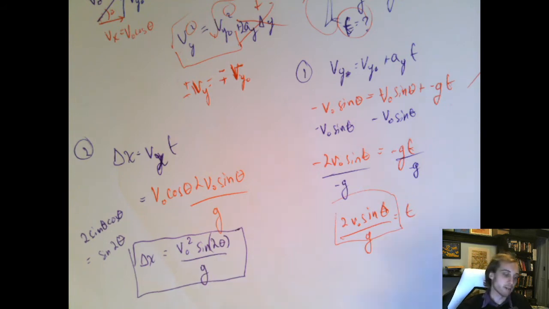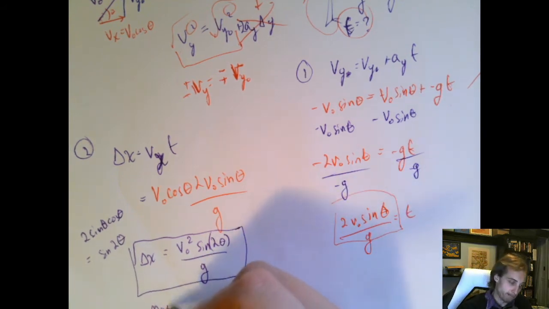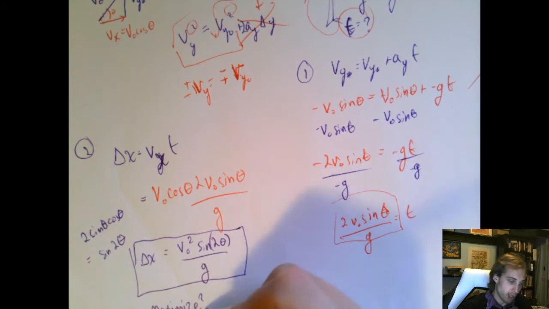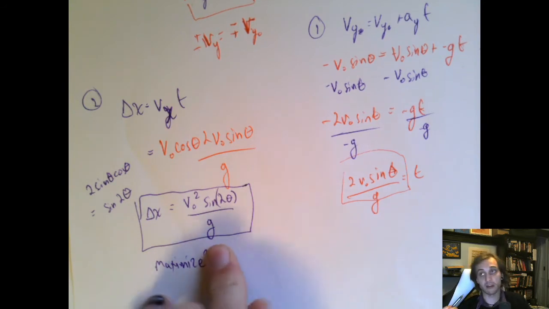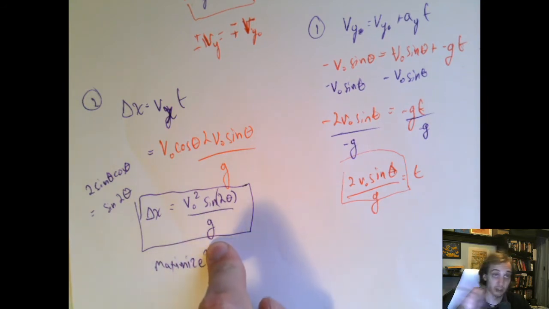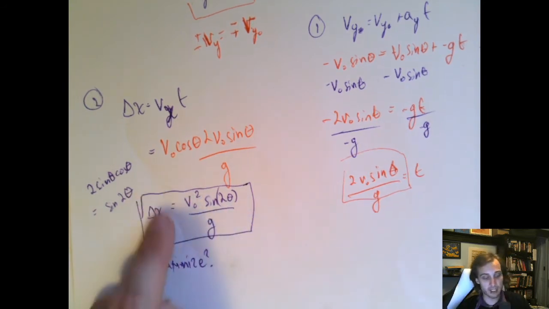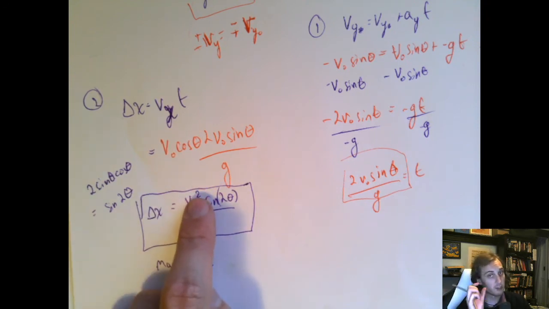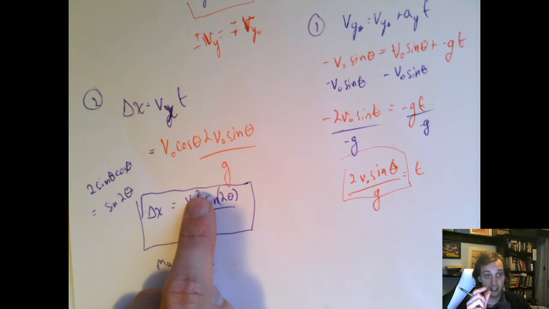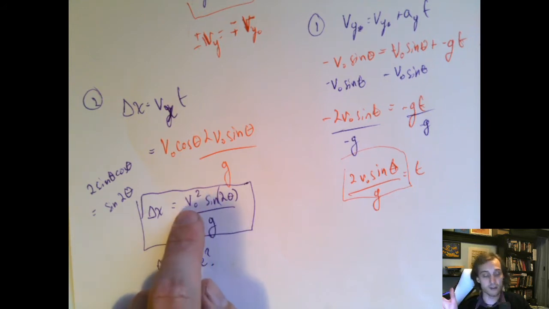If we want to maximize this, the question is, how do we make this as big as possible? We could make it as big as possible by having less gravity. So if you launch something on the moon, it'll go further. We could make this as big as possible by launching it faster. That actually increases the distance squared. So every little bit we do to launch it faster makes it go way further.